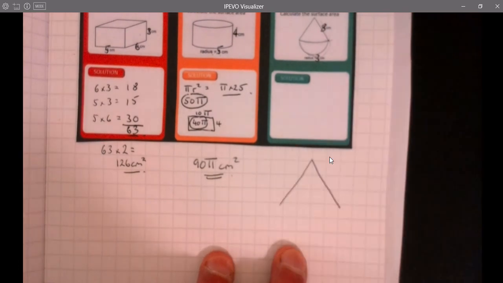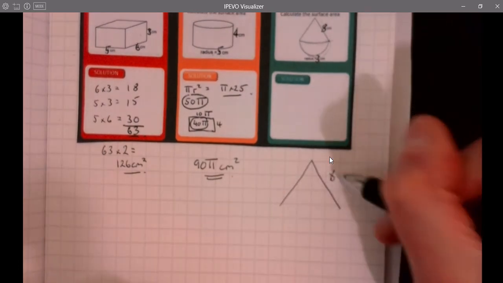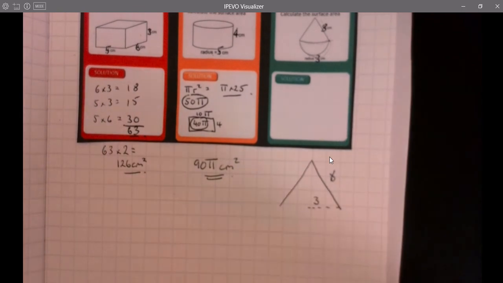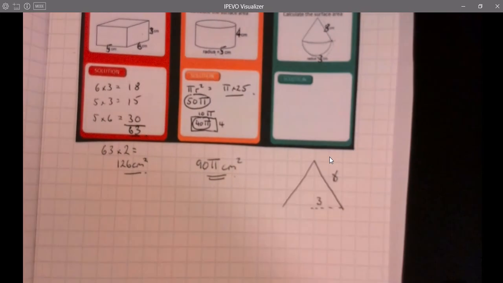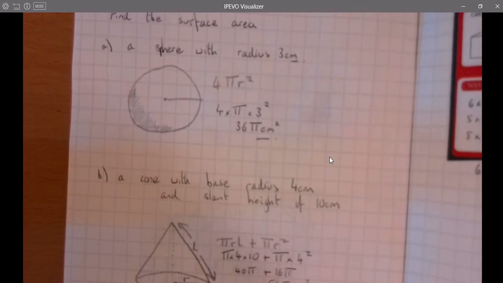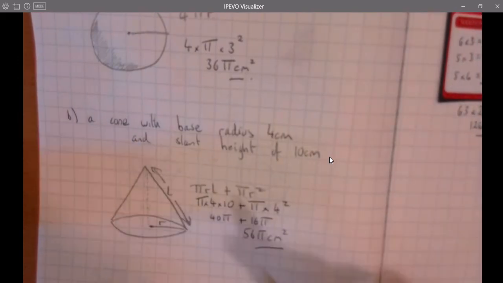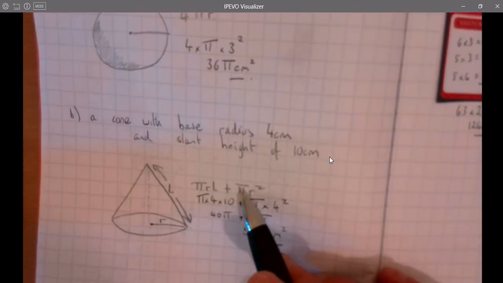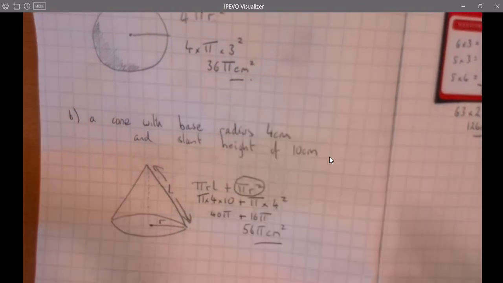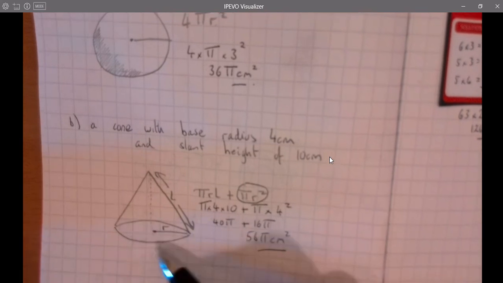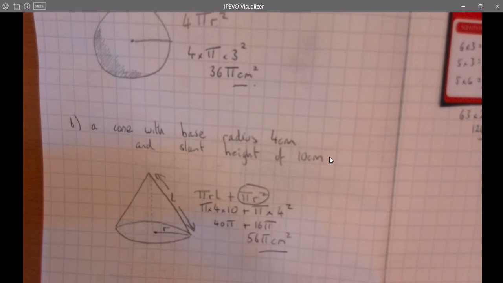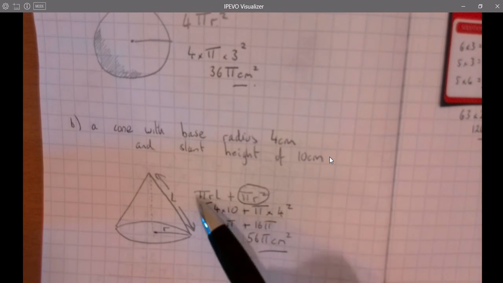So I've got the top bit of the cone. I know that's 8, and I know the radius of that cone is 3. Now let's just think again how you work out the surface area of a cone and what's different about this. So if you remember, it was pi RL plus pi r squared. You see this bit here? Pi r squared. That's the circle. That's the bit underneath. So the pi RL bit, that's the curved bit.